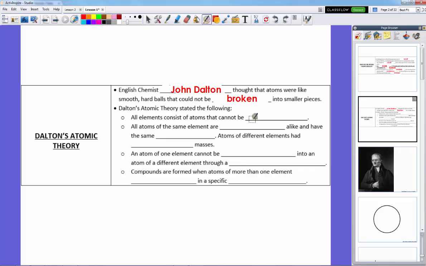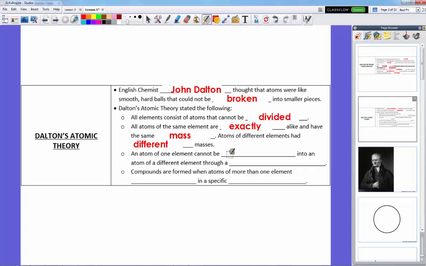First off, all elements consist of atoms that cannot be divided. That, of course, is not true anymore. We know that we can split them into subatomic parts, such as protons, neutrons, electrons, quarks, things like that. Now, all atoms of the same element are exactly alike and have the same mass, and atoms of different elements have different masses. This point of John Dalton's atomic theory is still considered true to an extent. Isotopes, which we'll talk about later on, have different masses for the same element, but atoms of different elements do have different masses.